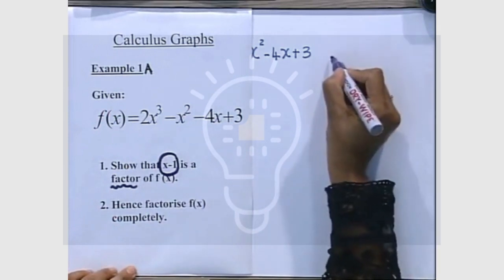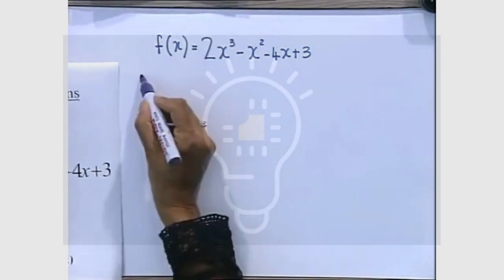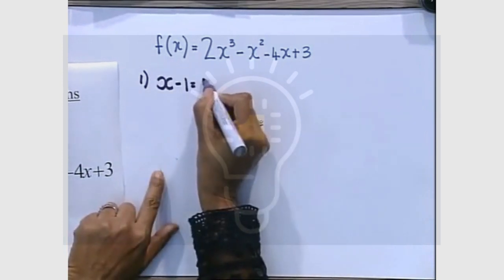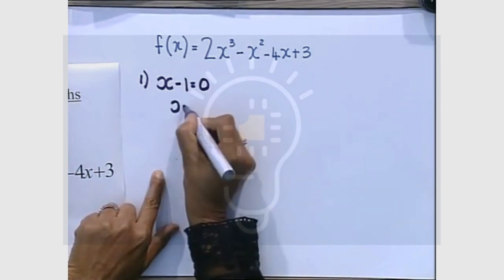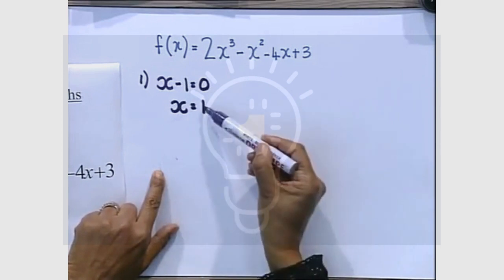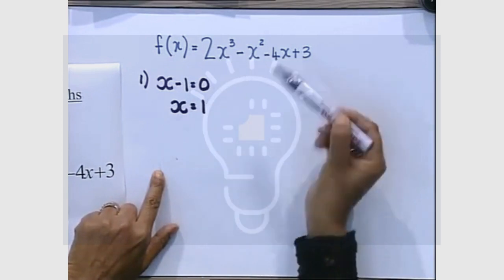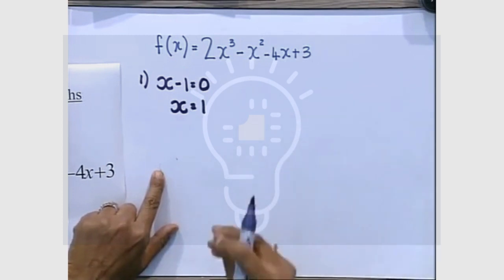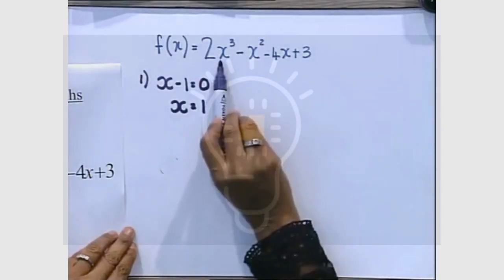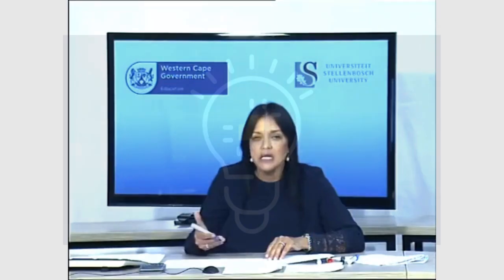So grade 12, what you do for number 1 is the following. We have to show that x minus 1 is a factor. The first thing that you do, you put that equal to 0, and you get x alone. What is x? X is 1. Now you're going to substitute the 1 into the place of x, and you're going to see whether you get 0. Do you understand? 2 is a factor of 4 because your remainder is 0. Now when you are substituting this 1 into the place of x, you are seeing whether you have a remainder or not.